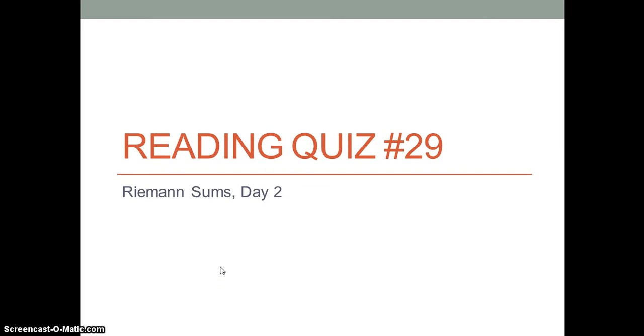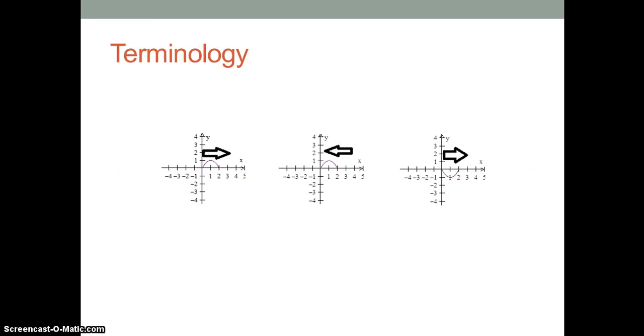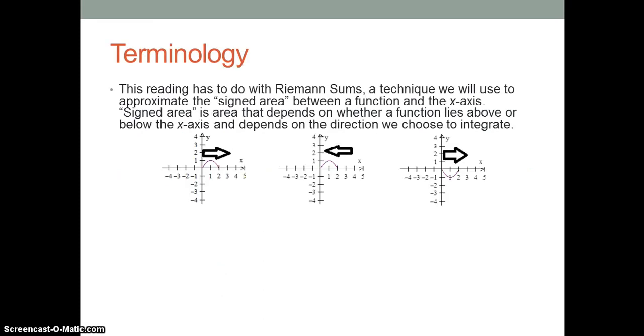Reading quiz 29 is the second part of our Riemann sum venture, and we're going to take a look at what happens if we are dealing with more than just a finite number of rectangles. Sounds ominous. So let's start with some terminology, and some of this will be review. This reading has to do with Riemann sums, and this technique we will use to approximate the signed area between a function and the x-axis. And we're going to do more than approximate in just a minute. We're going to find the actual value.